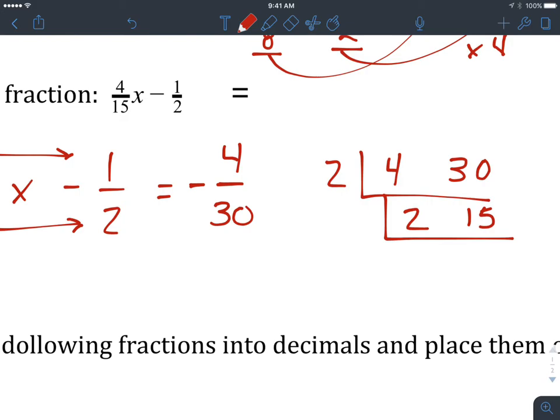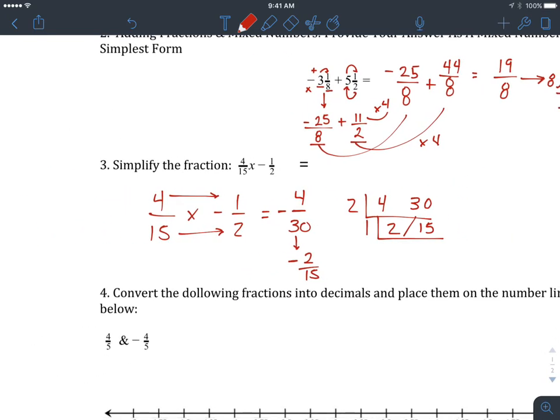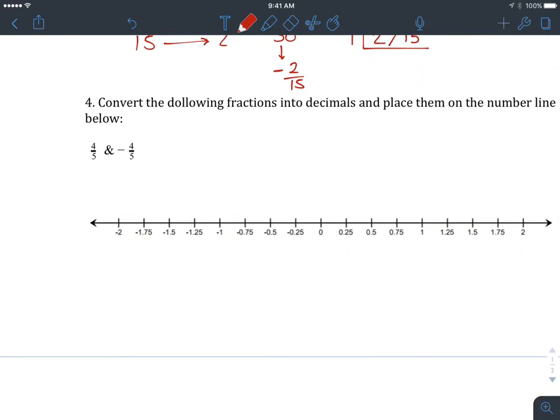So 2, and does 2 go into 15? 2 does not go into 15. So 1 and done. Negative is what 4 over 30 simplifies into. Negative 2 over 15. All right, last one.